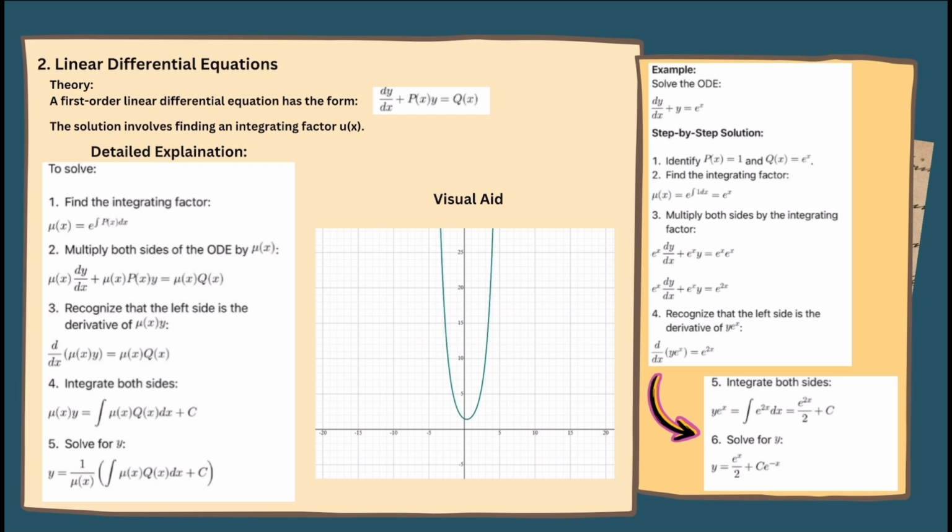Then we recognize that the left side is the derivative of mu(x)y. After that, we integrate both sides. Lastly, we solve for y. This graph is also a visual aid for the equation dy/dx plus y equals e to the power x.